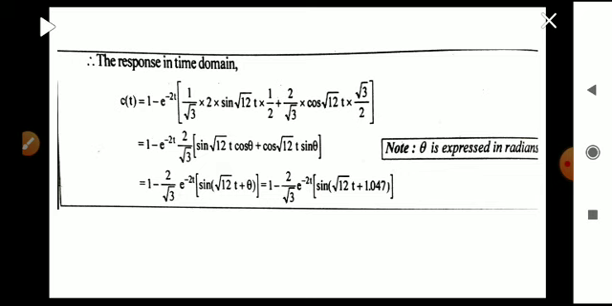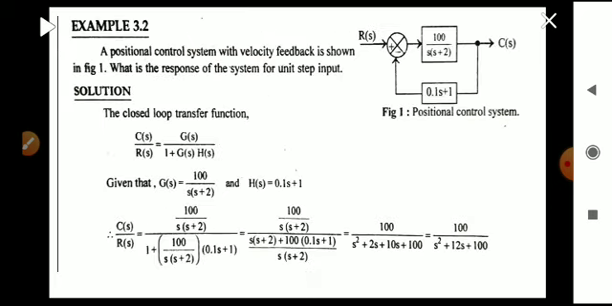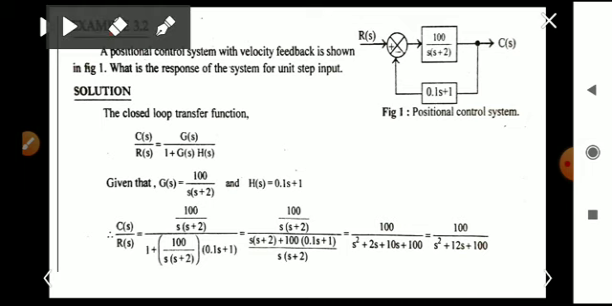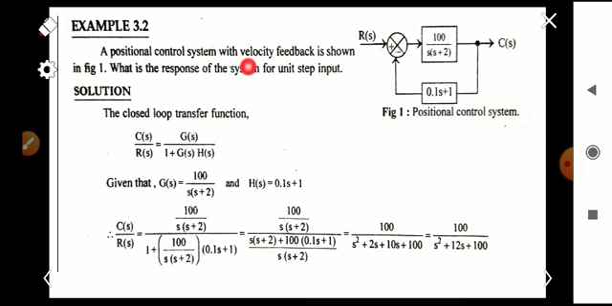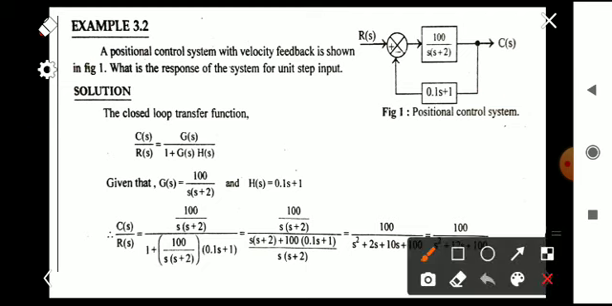So listen here. The problem is, the first one is, a positional control system with velocity feedback is shown in the figure. What is the response of the system for unit step input? So here we have to find the response, that is C of s. The response means we have to take the Laplace inverse of that C of s, that is the response in time domain, C of t. So we have to find C of t.